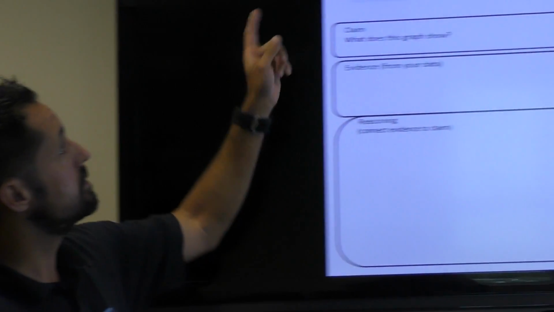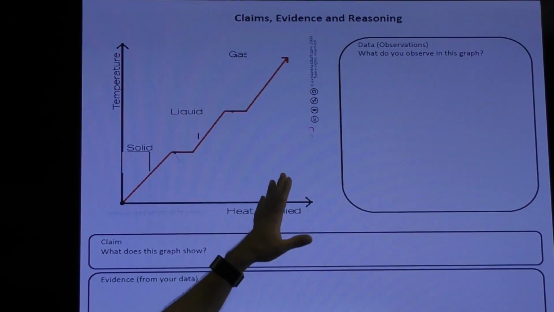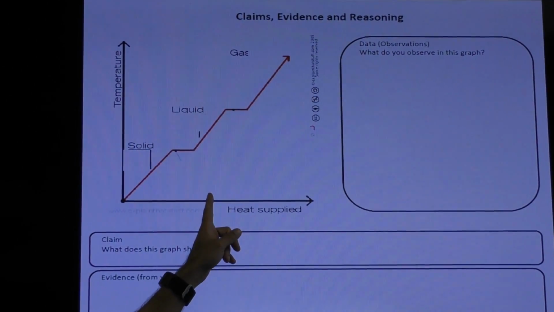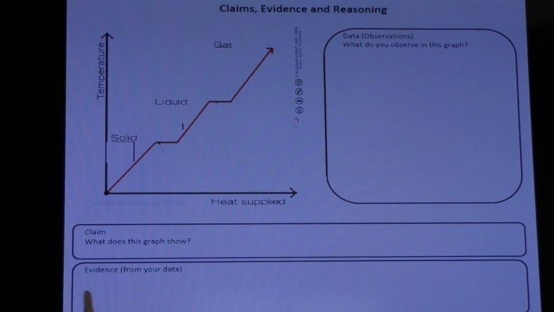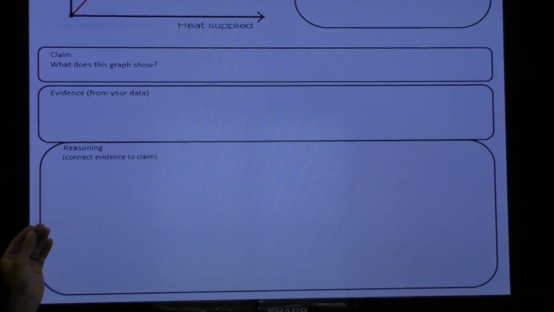Another example of a C.E.R. might come from a graph or data chart like this, where they're given a graph and basic observations. What can they observe about this graph? And as it shows here, the claim is, what does this graph show? Evidence here, and reasoning.